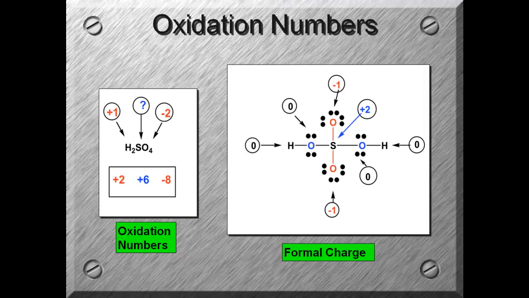You'll notice with the oxidation numbers and the formal charges here with sulfuric acid that if you added them all up, each of them would equal 0. And this is something that's very important for you to keep in mind. Even though oxidation numbers and formal charges may not be the same for each individual element, for the overall compound or polyatomic ion, the formal charges and oxidation numbers must add up to the same value.